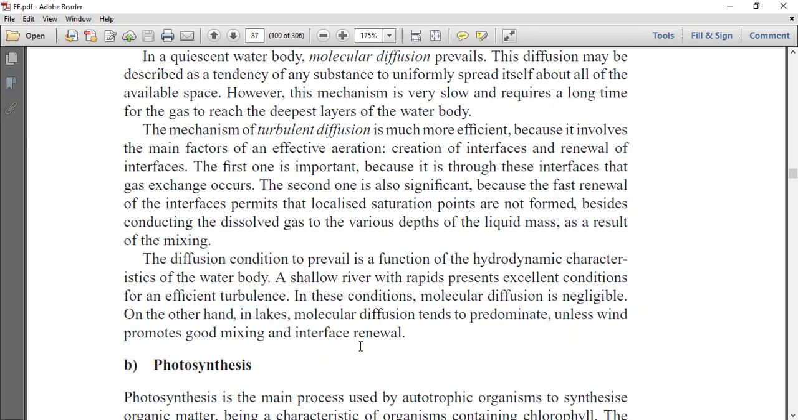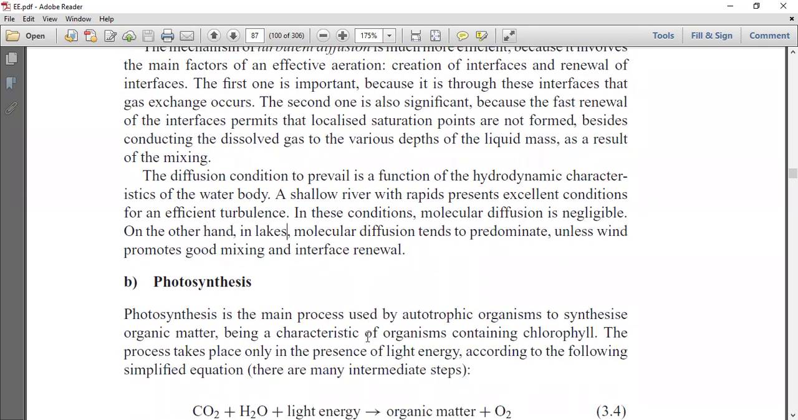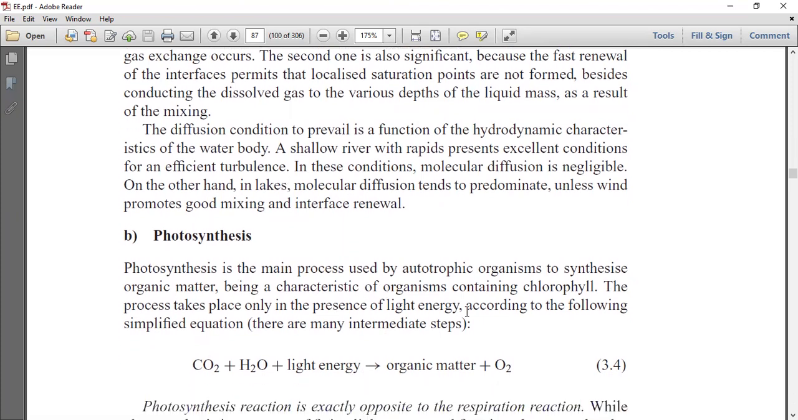The next topic is photosynthesis. Photosynthesis is the main process used by autotrophic organisms to synthesize organic matter, being characteristic of organisms containing chlorophyll. The process takes place only in the presence of light energy according to the following simplified equation: CO2 plus H2O plus light energy yields organic matter plus O2.